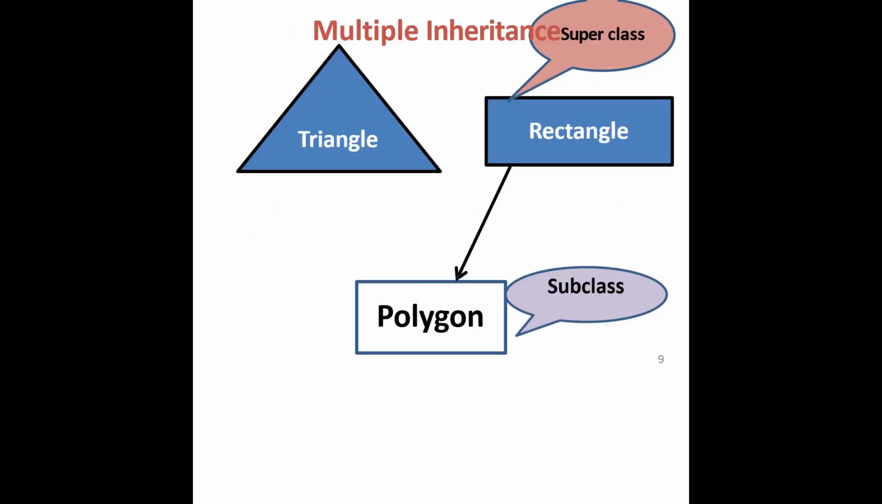Now see the multiple inheritance. In multiple inheritance, there are multiple superclasses. From multiple superclasses, the single subclass is derived. In this example, triangle and rectangle are the two superclasses. From these two superclasses, one subclass is derived. That is polygon.